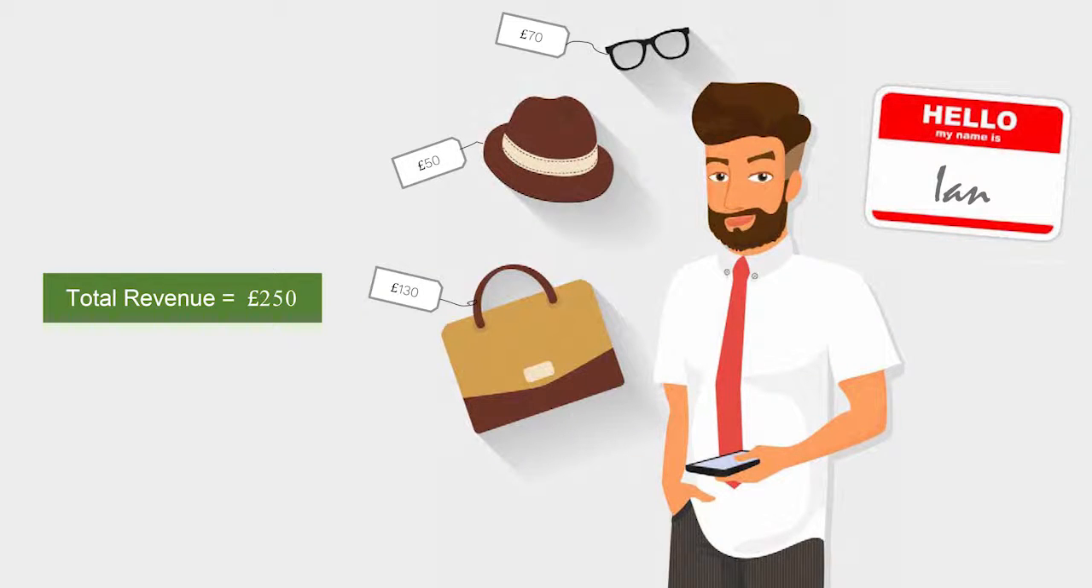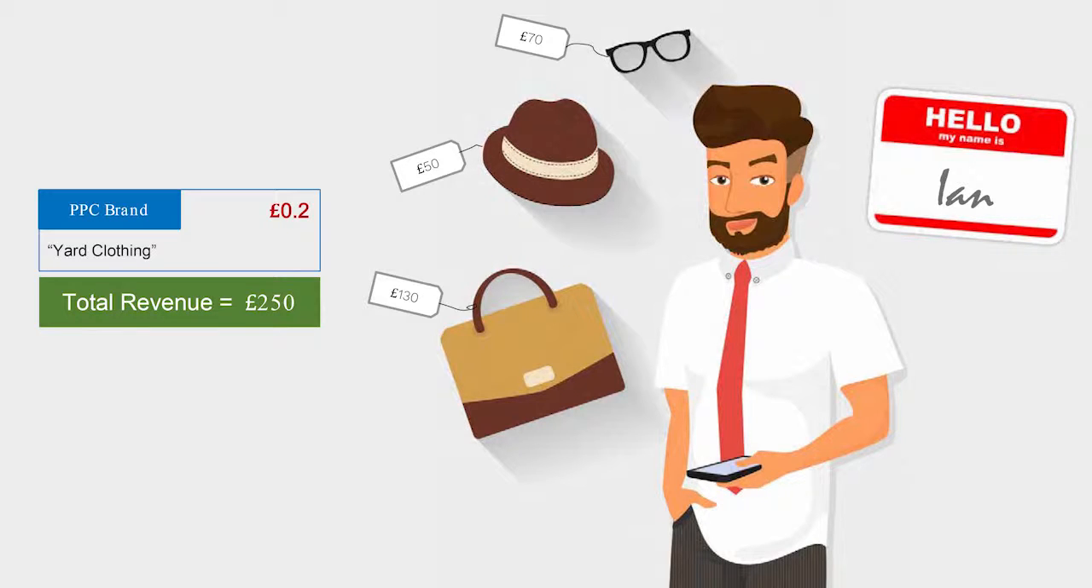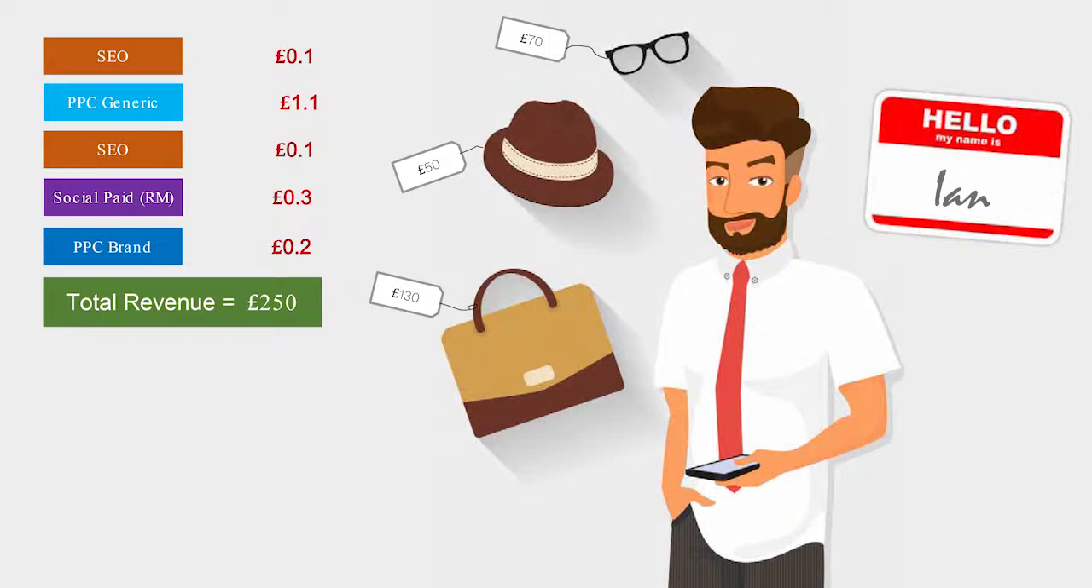But this is Ian, he's a customer of our website. He came to our website and spent £250, and this ties in with Sam's point previously, because what we saw is he came in via PPC, yard clothing, and we paid 20 pence for that click through. Brilliant, look at that, a 20 pence click generating £250 worth of revenue. What we actually know is that's not the entire story.